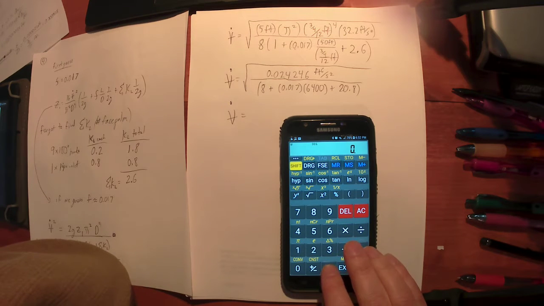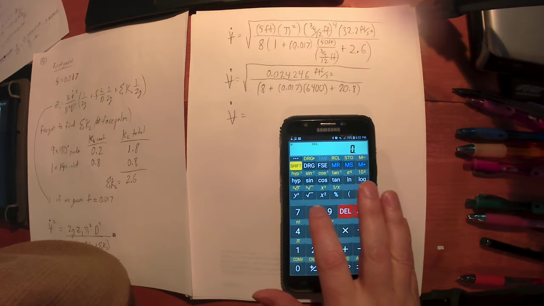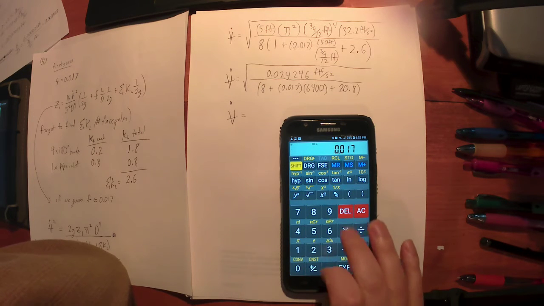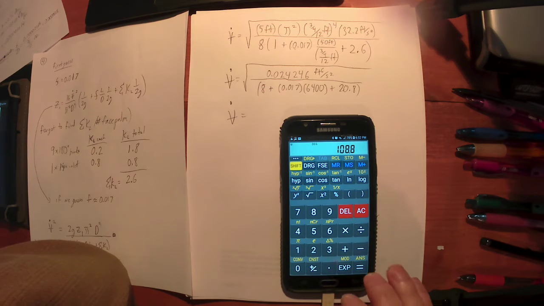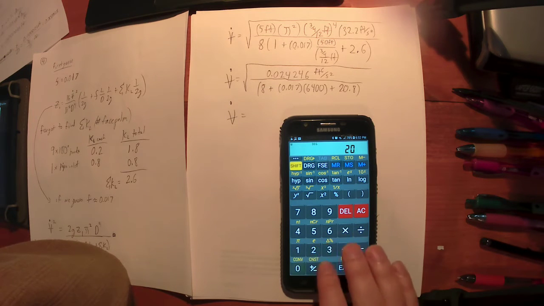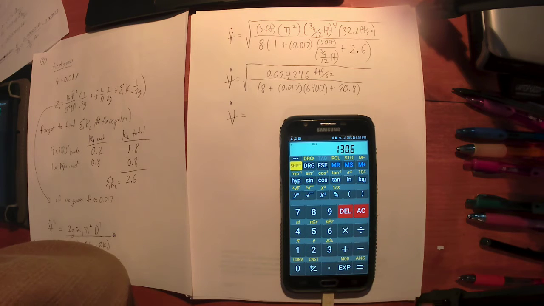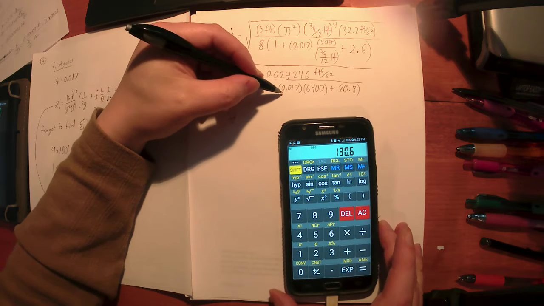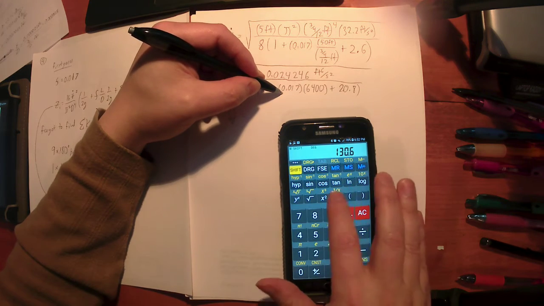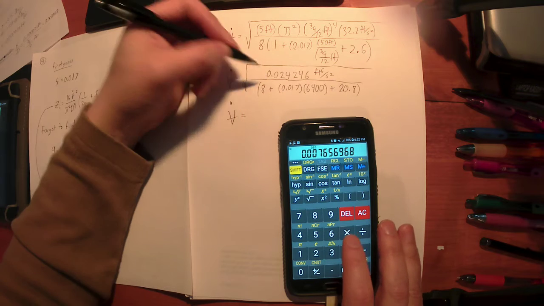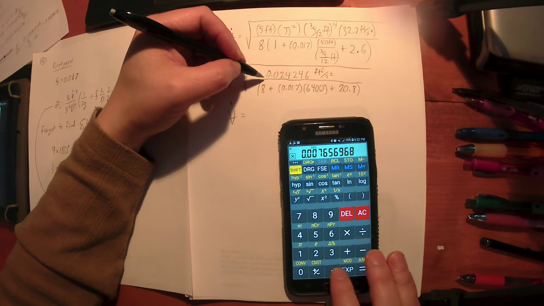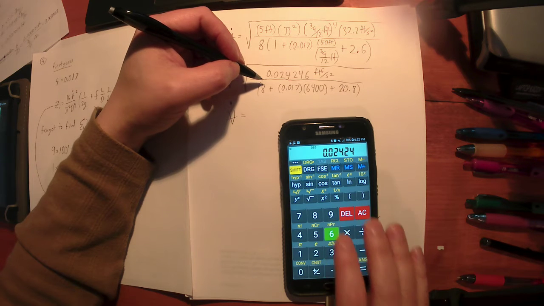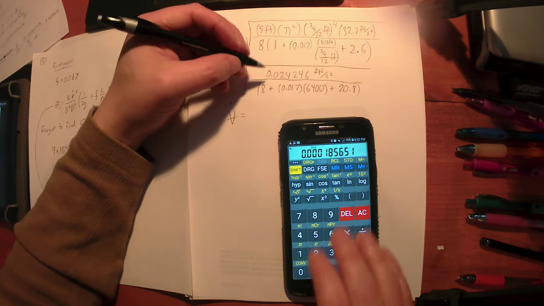Okay. Let's go ahead and do the denominator first. I'm going to do that complex term there in the middle, 0.017 times the 6,400. And I'm going to add to that the 20.8 and then also add to it the 1. So the denominator is 130.6 with this f value. I'm going to invert that and then multiply that to the numerator. Multiply by 0.024246. Okay, and I'm going to square root that.